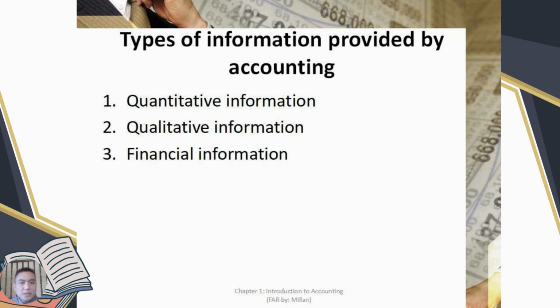Types of information provided by accounting. You can see quantitative information, numbers. You can also see qualitative information, for example, different descriptions of these numbers like assets, liabilities, owners' equity, and other qualitative information. And lastly, financial information.